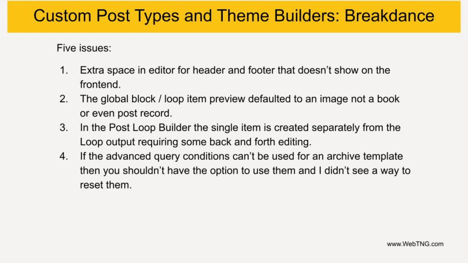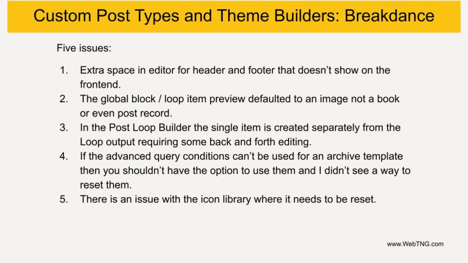Four, when creating the book archive, I didn't know that there were some limitations on the query pagination for an archive type template. And once I clicked on custom, I didn't see how to revert back to the default until I deleted the post loop builder and started over. Five, the icon library didn't load until I went and clicked the soft reset button.